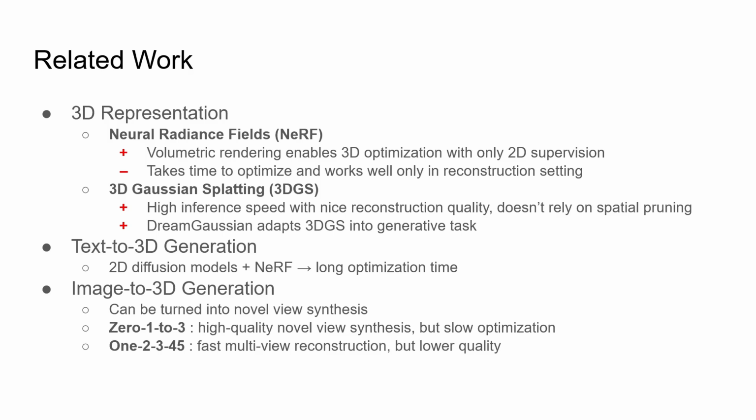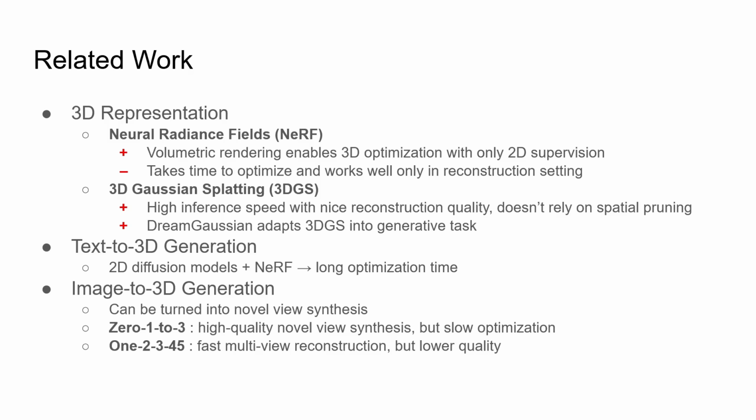Text-to-3D generation. Recent studies use 2D diffusion models to achieve this task and use NeRF as the 3D representation, which often leads to long optimization time due to expensive computations. Image-to-3D generation. As the name suggests, this task is generating 3D models from an image, but this task can also be addressed as single-view 3D reconstruction or novel view synthesis, and text-to-3D can also turn into image-to-3D by using an image captioning model.